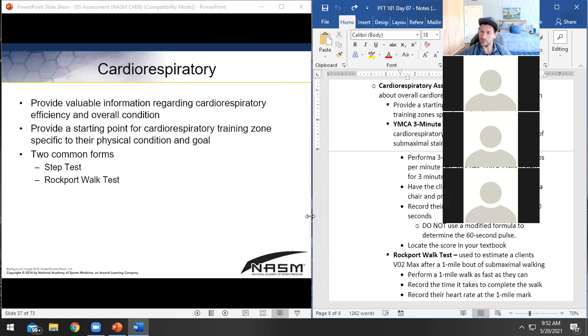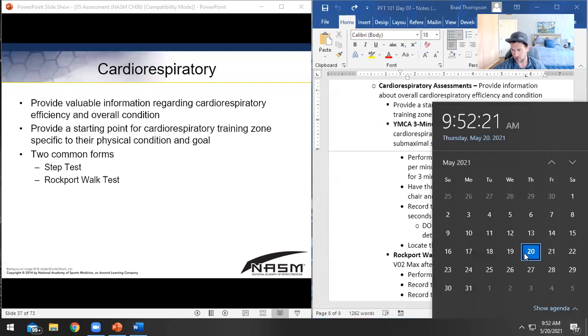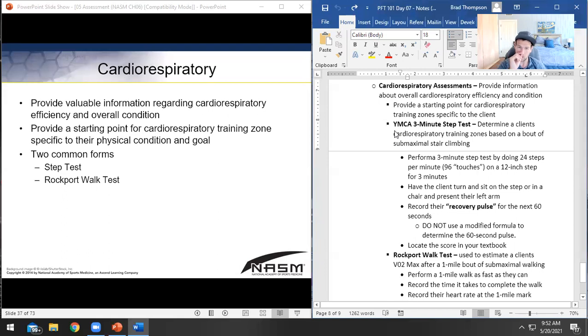All good. Cool, cool. All right, let's take a look at our cardio assessment. We didn't get a chance to do this yesterday. We are going to be looking at our cardio assessments when we get together next week. This is day 7, 8, 9, 10, 11, 12, on next Thursday. So we're meeting on Thursday next week, and that is where we'll practice these cardiorespiratory assessments.